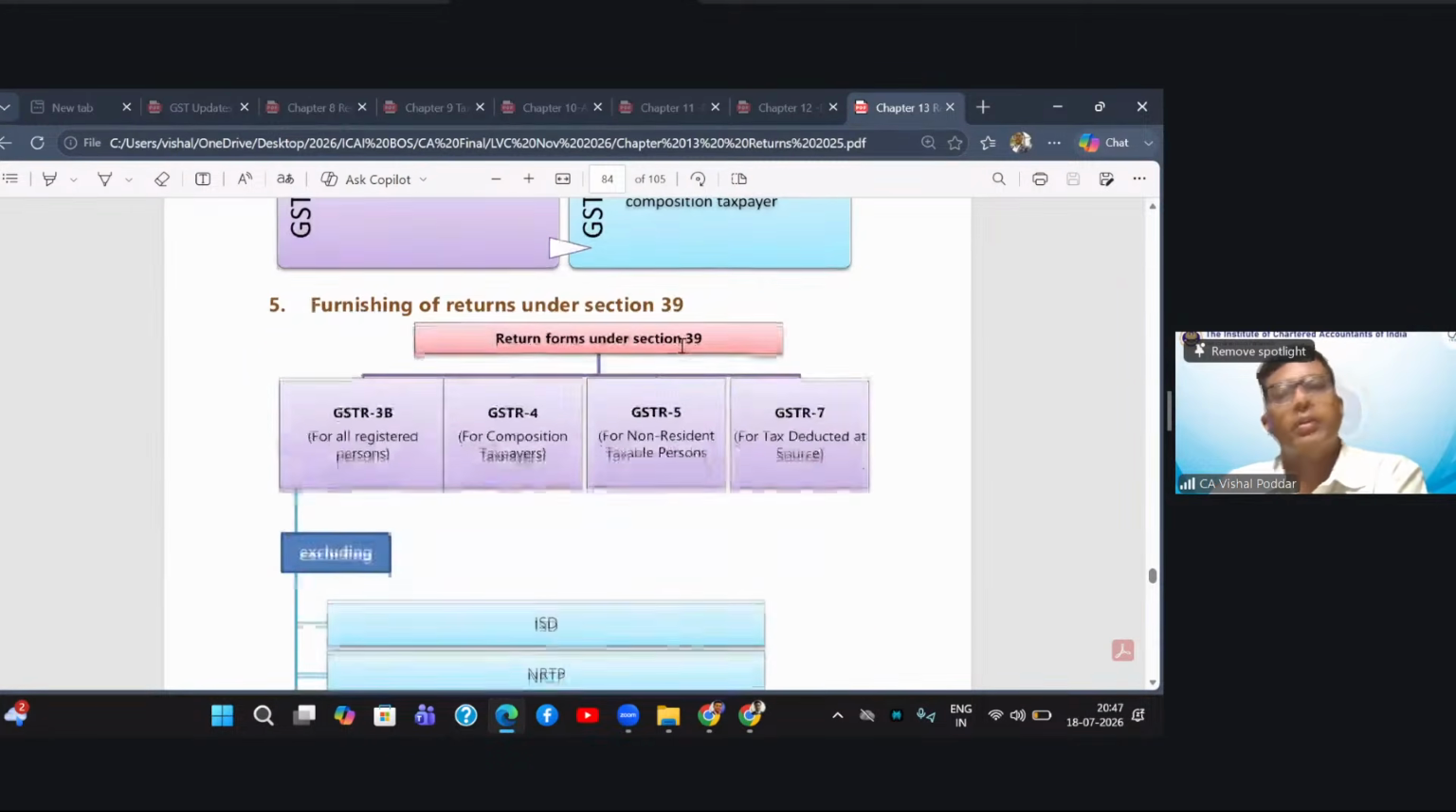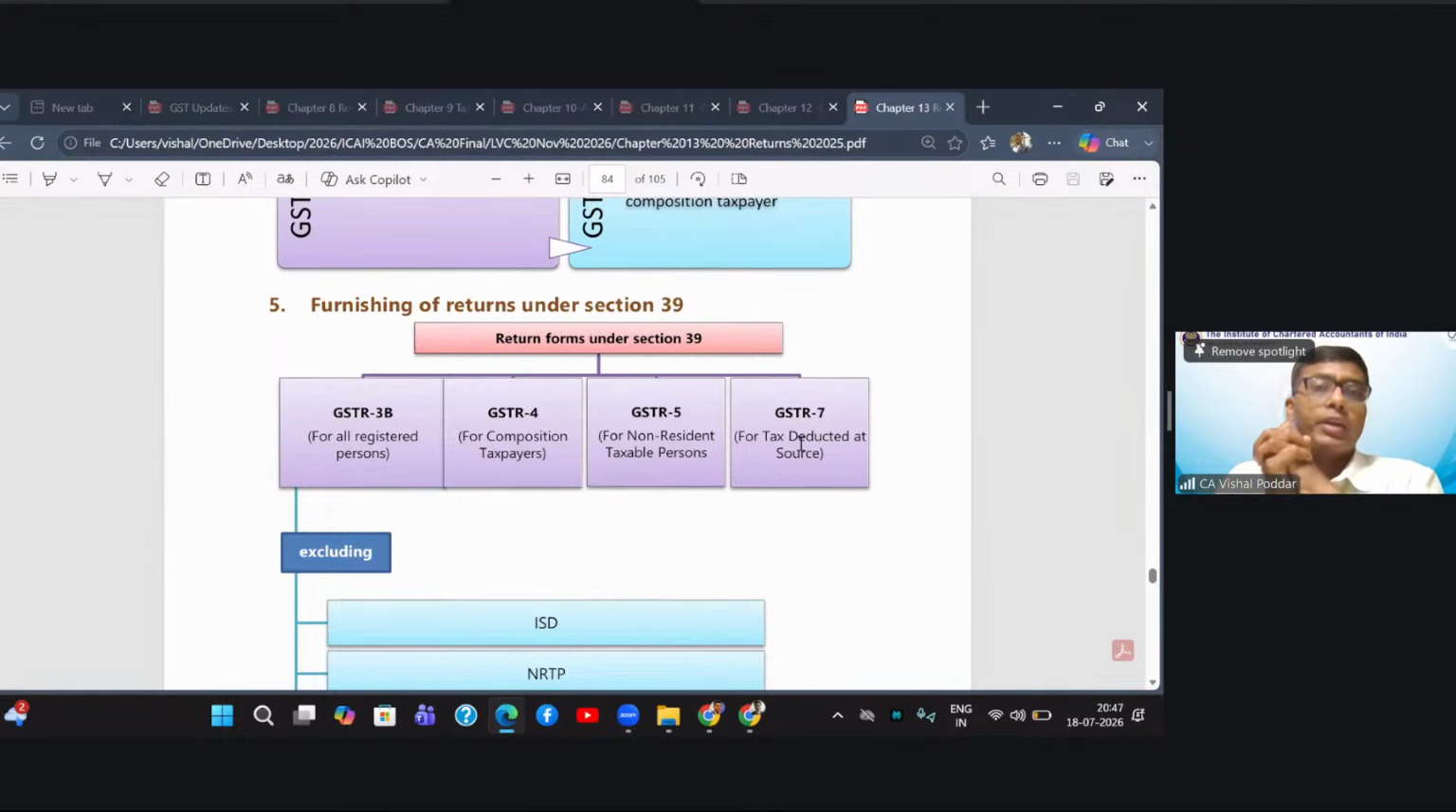Now, after the inward return, that is the auto-populated statement in 2A and 2B, we come to our main return, which is also called the final return, which is filed in 3B. For composition dealer, it is filed in 4. For NRTP, it is filed in 5. And TDS will be reported in 7.